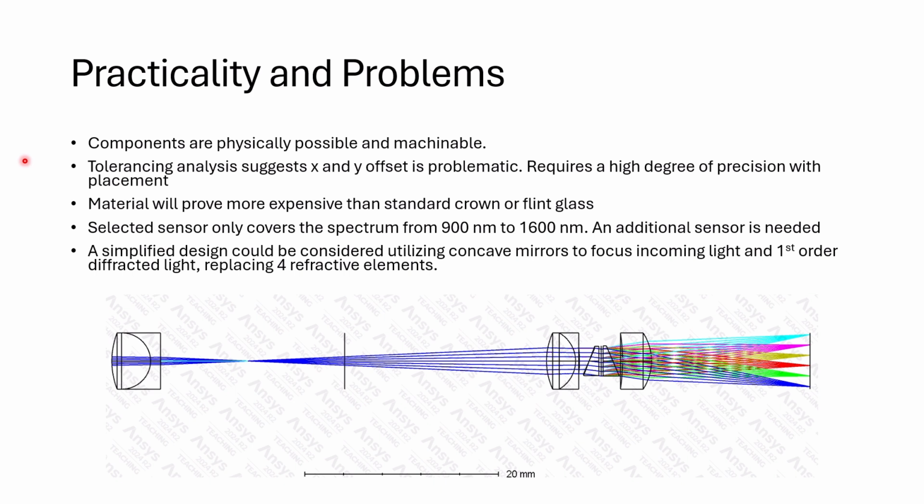And a simplified design could be considered, utilizing concave mirrors to focus incoming light and the first order diffracted light, which would replace 4 of the refractive elements, the first 2 lens elements and the 2 prisms. And this could greatly increase the price point, but also change the overall design, as including mirrors in there would require the system to have off-axis elements.